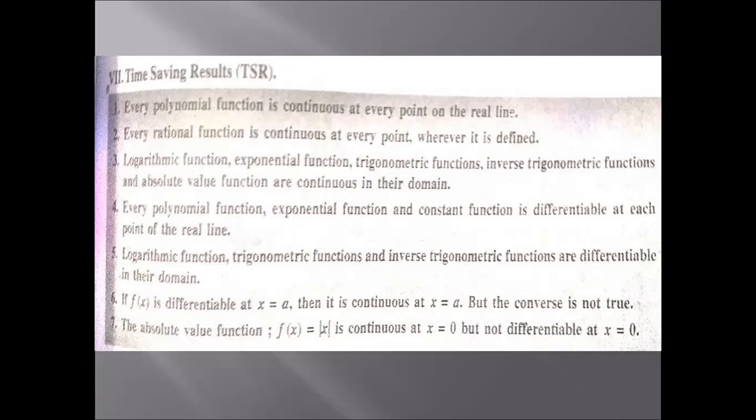If f(x) is differentiable at x = a, then it is continuous at x = a. But the converse is not true. The absolute value function f(x) = |x| is continuous at x = 0, but not differentiable at x = 0.